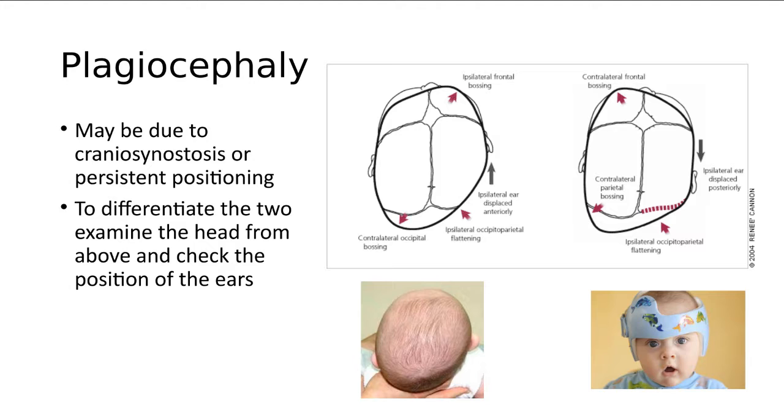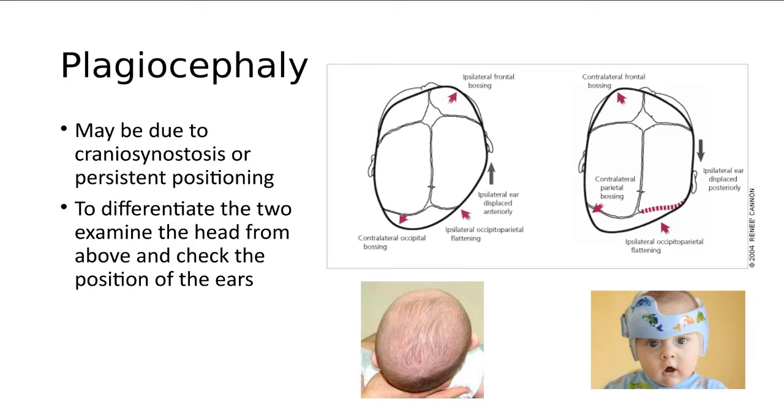So this first example is not due to craniosynostosis. And we recognize this by examining the head from above. As we examine the head from above, we're seeing here clearly that there is prominence of the right frontal pole and the opposite or left occipital pole, and the ear is displaced anteriorly on the side on which there is frontal bossing. And so this tells you that this is due to persistent, prolonged fixed positioning.